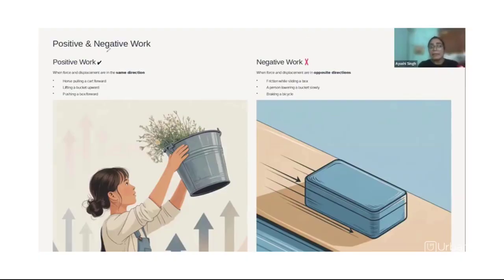Now, positive and negative work. So work can be positive and negative as well. Let's see how it is. Positive work will be when the force and displacement are in the same direction. For example, a horse pulling a cart. So this cart is there, and the horse is pulling it. This is not a very good example, but let's just imagine the horse is pulling it in this direction. So the direction of the force and displacement is the same.